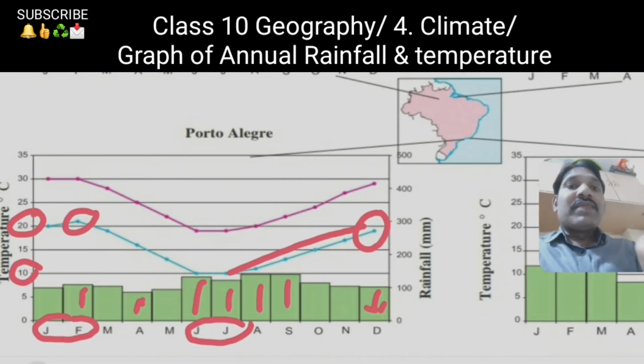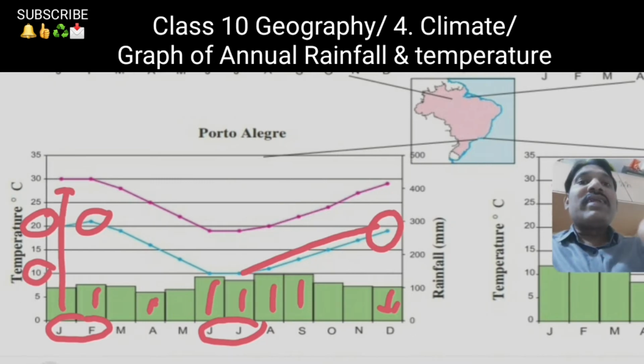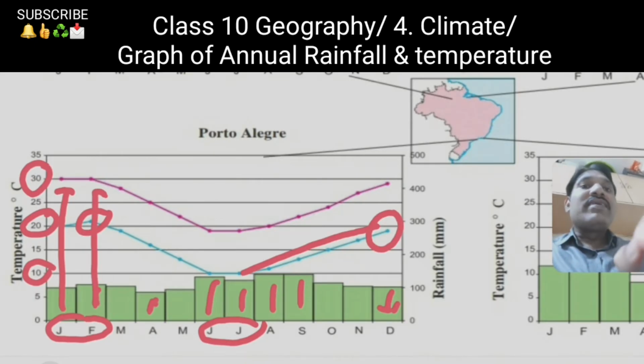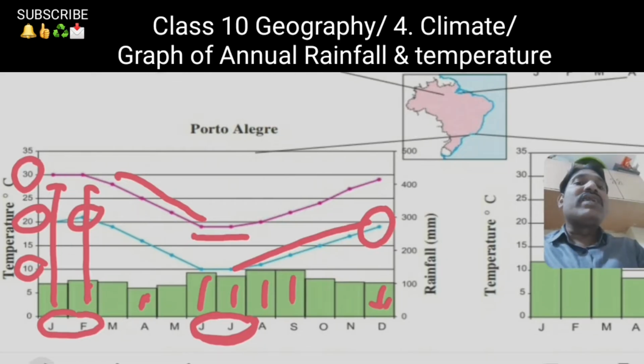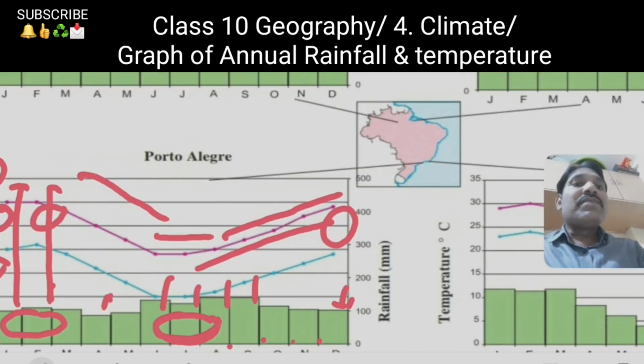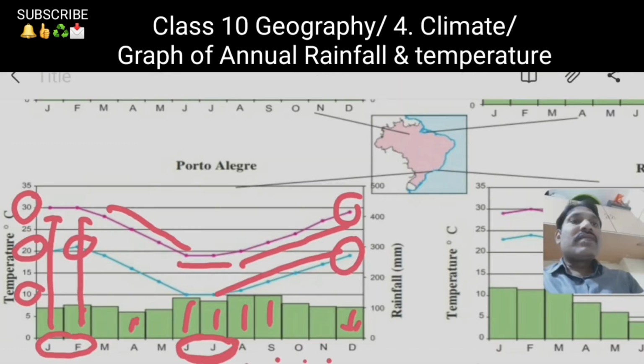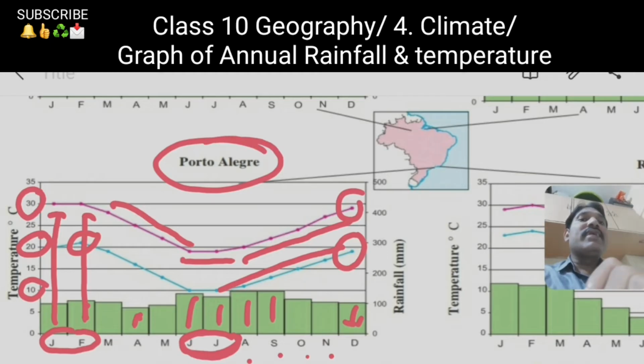Now the highest temperature, here in the month of January the temperature is the highest one, that is 30 degrees centigrade, as well as in the month of February also it is 30 degrees centigrade. Then it falls down in the month of June and July, it reaches 15 to 20 degrees centigrade. Again it rises from August, September, October, November and December, and it reaches approximately 30 degrees. Okay, students, have you understood? So this is about the temperature and rainfall of Porto Alegre city.